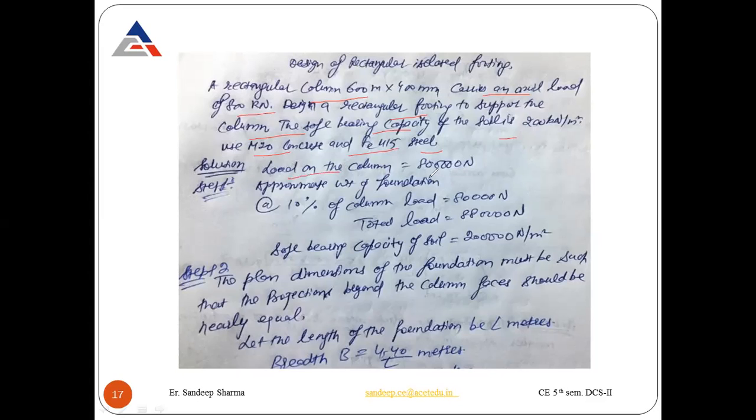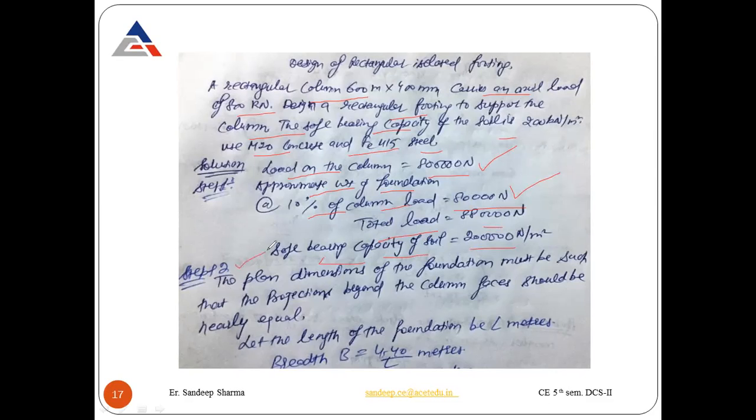So the load on the column is given to us in Newton, and the approximate weight of the foundation will be 10% of the column load. So 10% of the column load will be 80,000 Newton. This is the total load, the load on the column plus the approximate weight of the footing which we are assuming here. Against this, we have the safe bearing capacity of the soil, also available here.